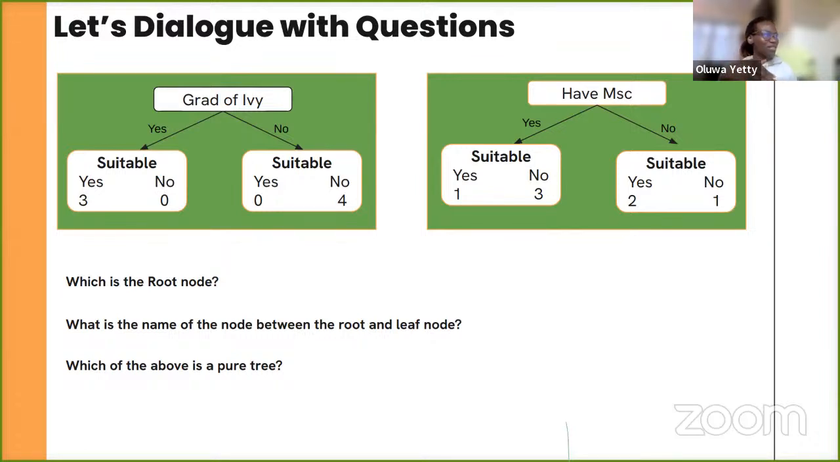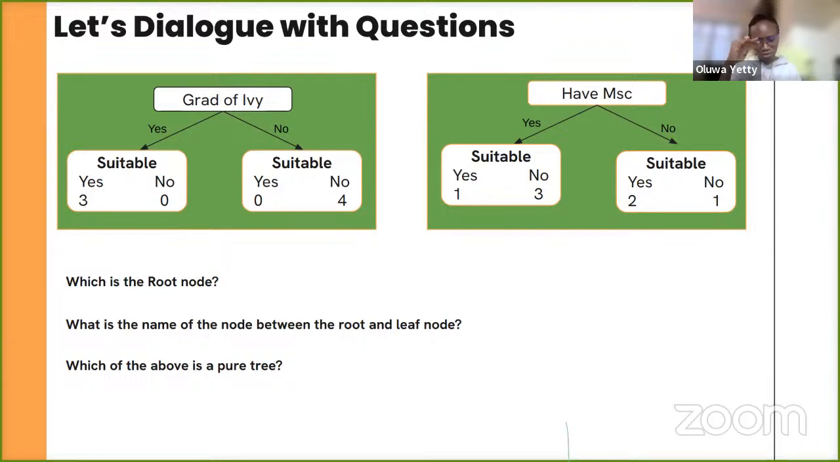For those of you that said the grad of ivy, I guess you probably just checked which one had the most 0s, right? And of course, the grad of ivy is the one that has the most 0s, and that's why it's the purest. You can imagine like that Titanic data set where the very first root node is the gender, male or female, and once they are female, they survived. It's the same case where we are saying if they are a grad of ivy, it's sure.